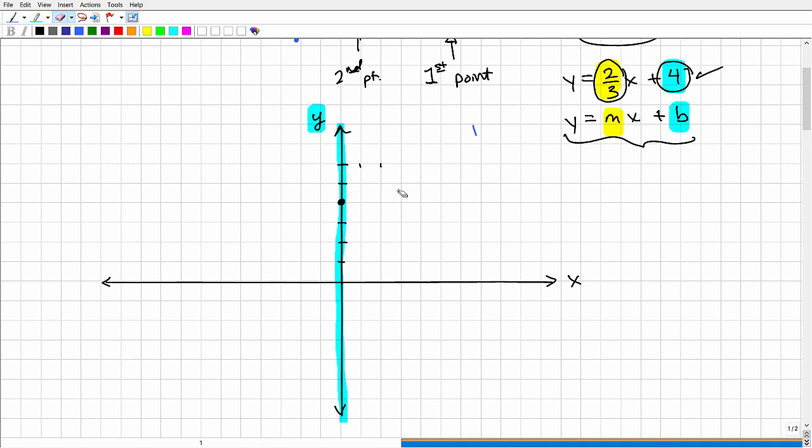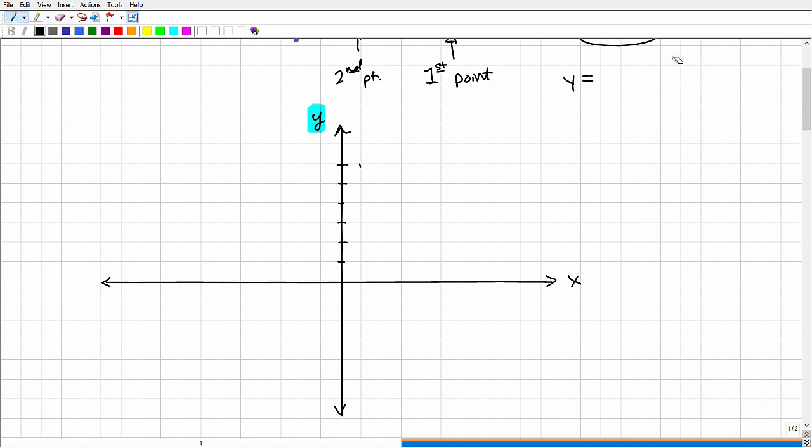I'll give you a chance to see if you can actually figure it out. Okay, so let's use this same example, but change it up a little bit. We'll make it y equals negative 2/3 x minus 5. So can you graph that? Maybe you want to pause the video and give it a shot.